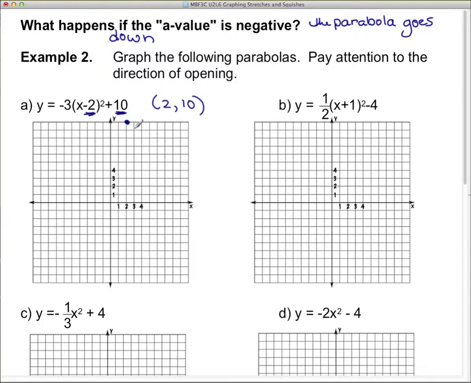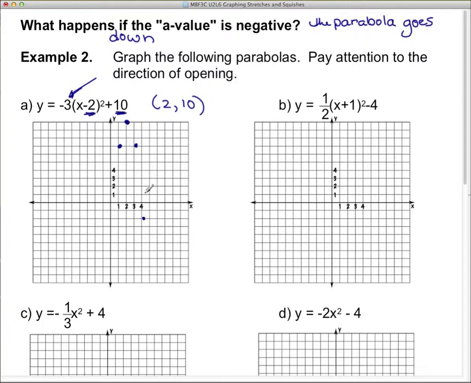And now over 1 would have been down 1 since it's upside down. But it's also got this stretch here. So instead of going down 1, I go down 1 times 3. 1, 2, 3. Over 2 would have been down 4 if this wasn't there. So now it has to go down 4 times 3. So we go down 4 times 3, that's 12. 1, 2, 3, 4, 5, 6, 7, 8, 9, 10, 11, 12.